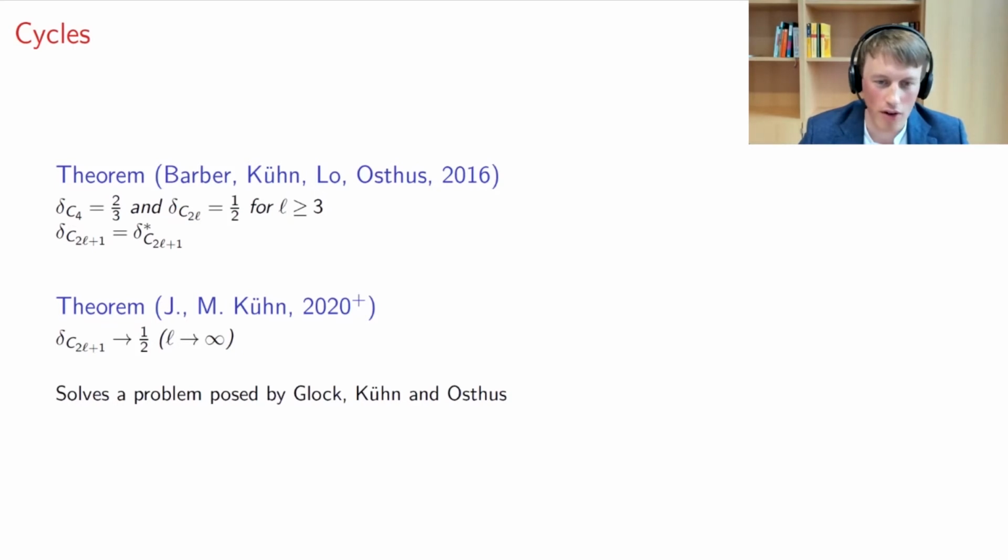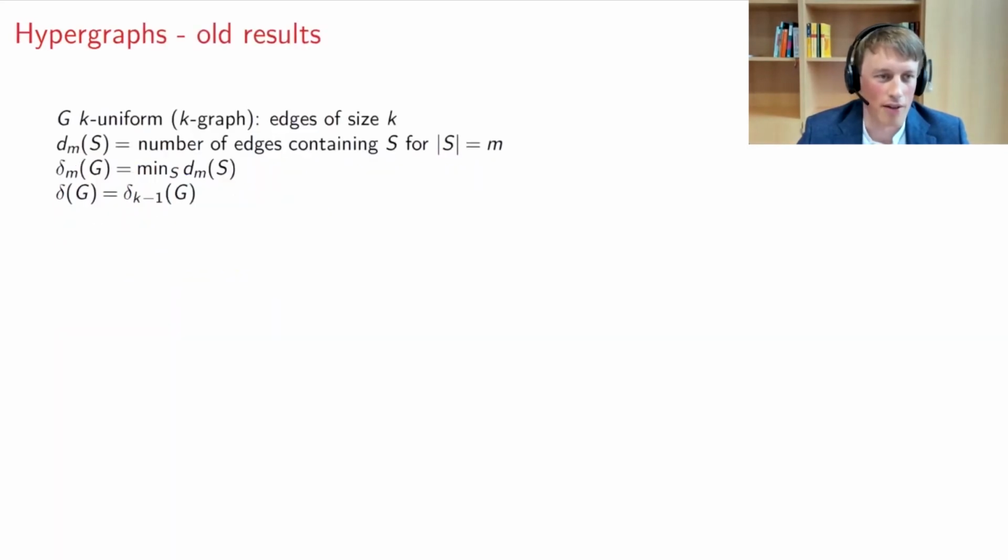But this is only a very special case of our actual result. So without any further ado, let's go to that. But for that, I need to say something about hypergraphs. What is a hypergraph? I have a finite vertex set, and I fix some number k, and all edges have size k, which is then also called a k-graph or k-uniform hypergraph.